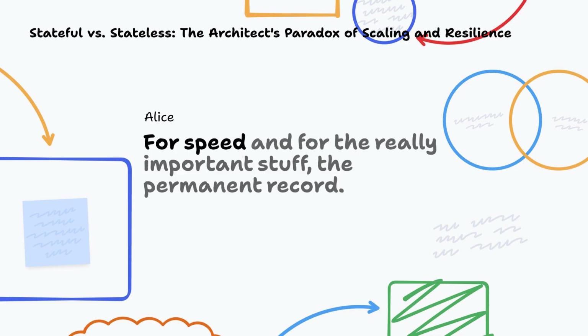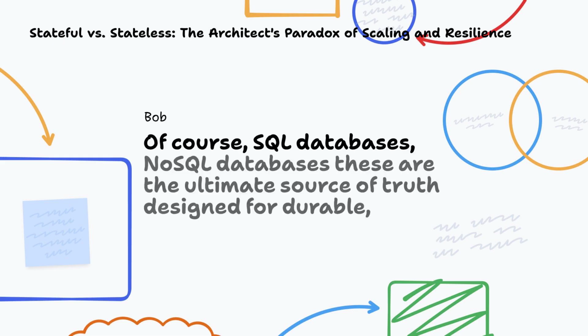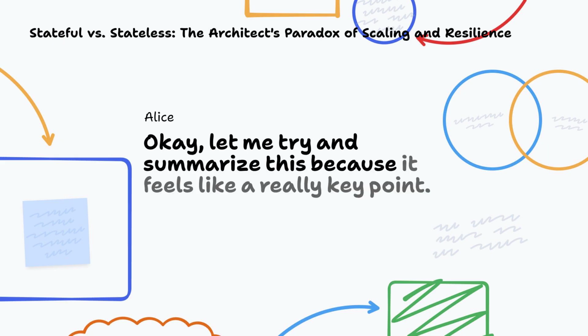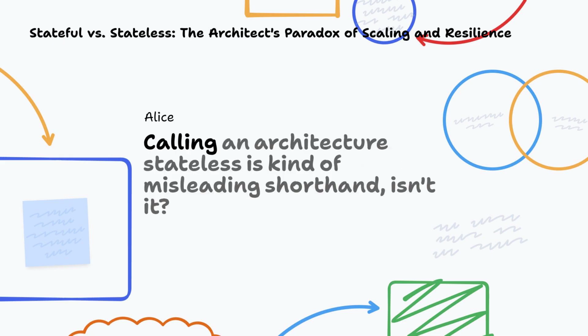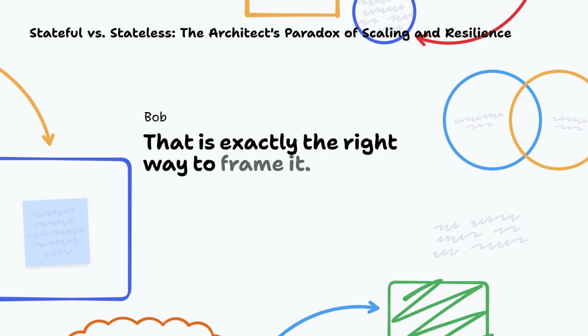Right, for speed. And for the really important stuff, the permanent record. That's where databases come in, of course. SQL databases, NoSQL databases. These are the ultimate source of truth, designed for durable, persistent storage of your core application data. Okay, let me try and summarize this because it feels like a really key point. Calling an architecture stateless is kind of misleading shorthand, isn't it? It really is. What we really mean is a server architecture with a stateless application tier. That is exactly the right way to frame it.